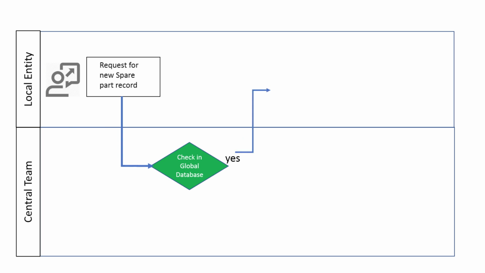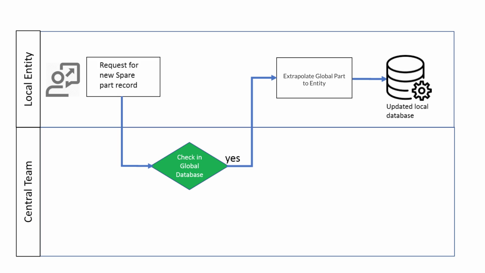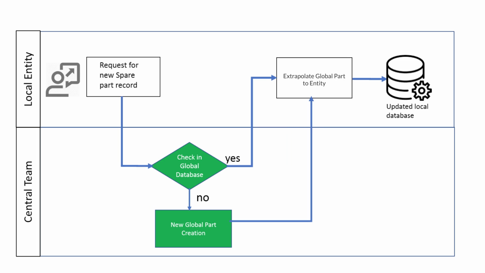Instead of every plant creating their own spare parts, in the new process they create a spare part request to the central team. If the part already exists in the central database, it is extrapolated to the terminal's local database so that they can use it immediately. If not, then the new part is created in the global database and then extrapolated to the terminal's local database, maintaining the defined global standards.